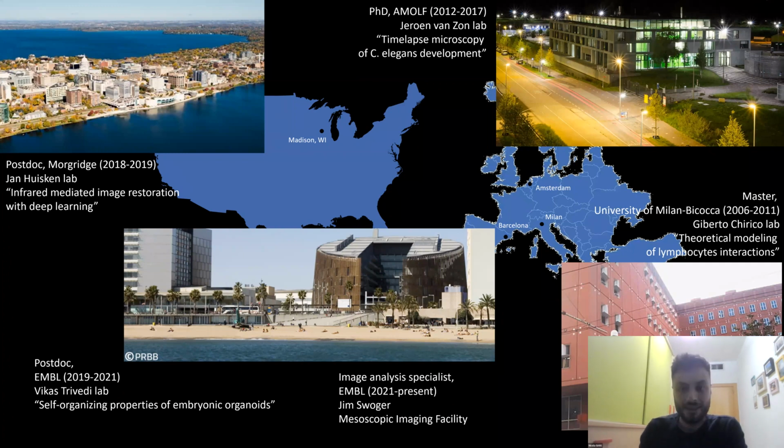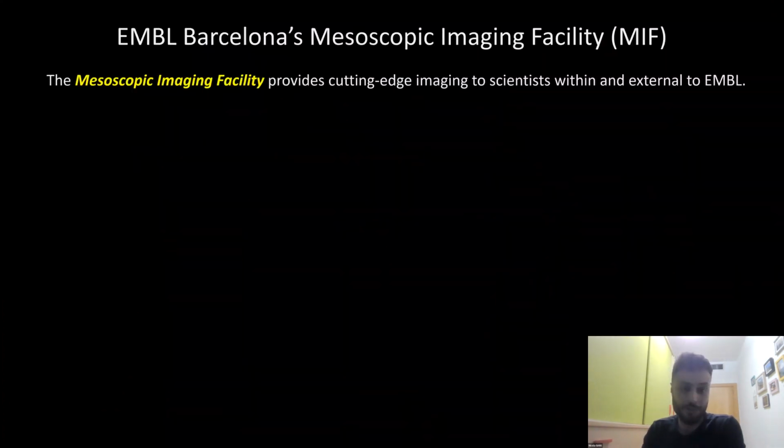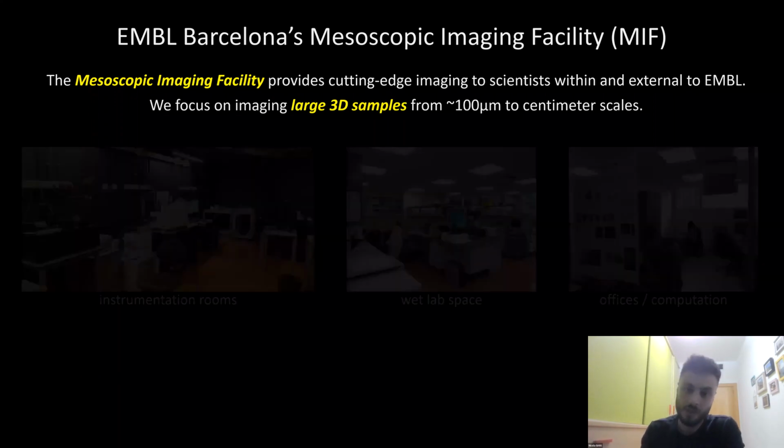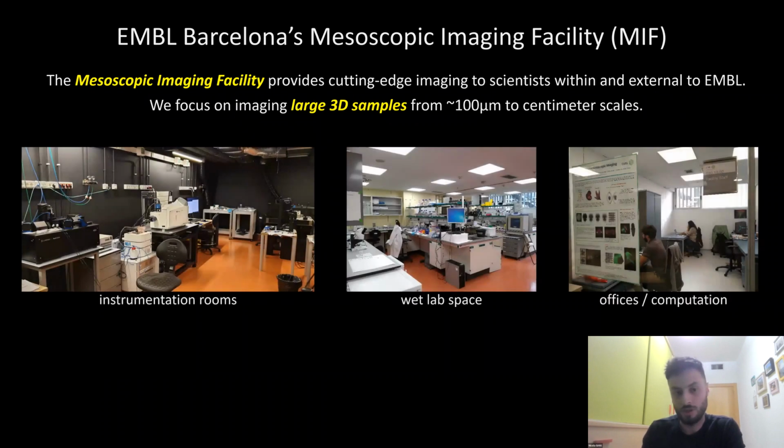The MIF, the Mesoscopic imaging facility, provides cutting-edge imaging to scientists within EMBL, but also outside of EMBL with collaborators. In particular, we focus on imaging large 3D samples that range in size from approximately 100 micrometers to the scale of a centimeter. In the facility, we have spaces for instruments. We have wet lab space where we provide support to the users to perform the sample preparation and the mounting. And of course, we have offices, workstations, and virtual machines for the downstream image analysis and processing.